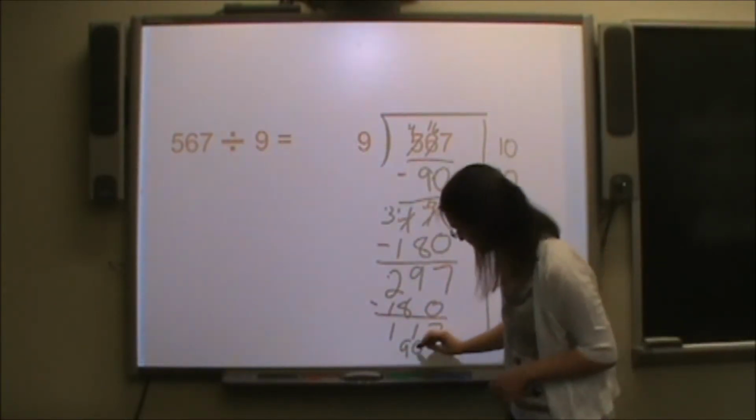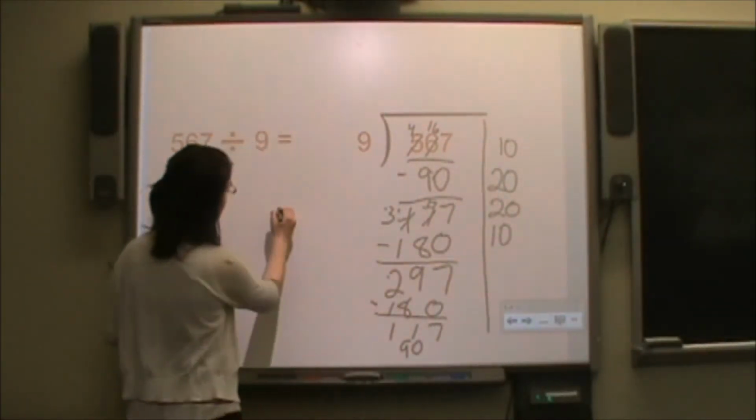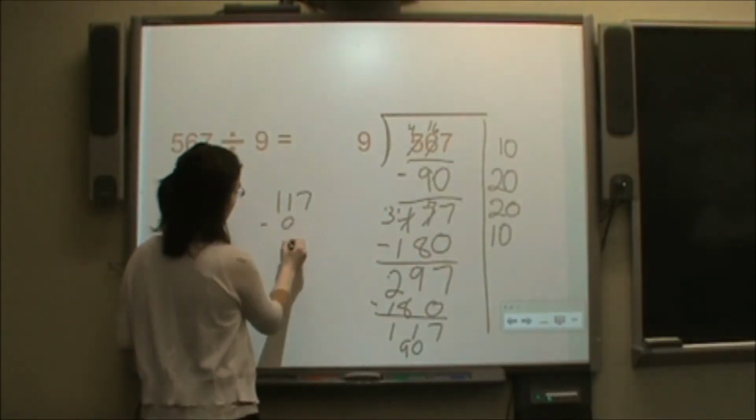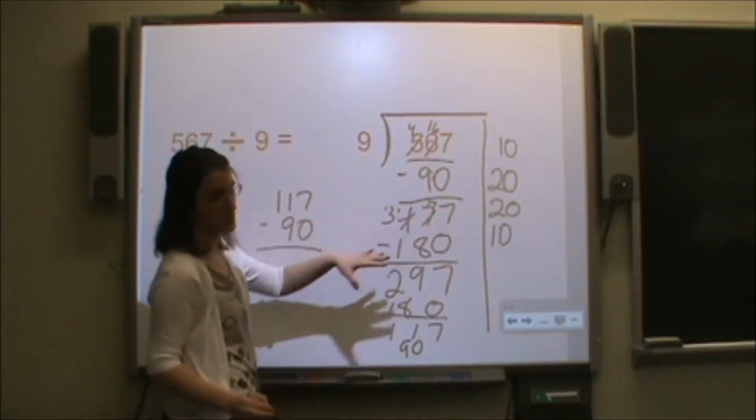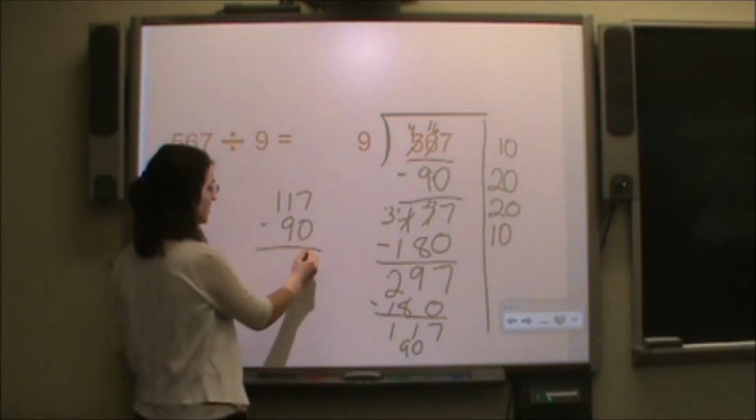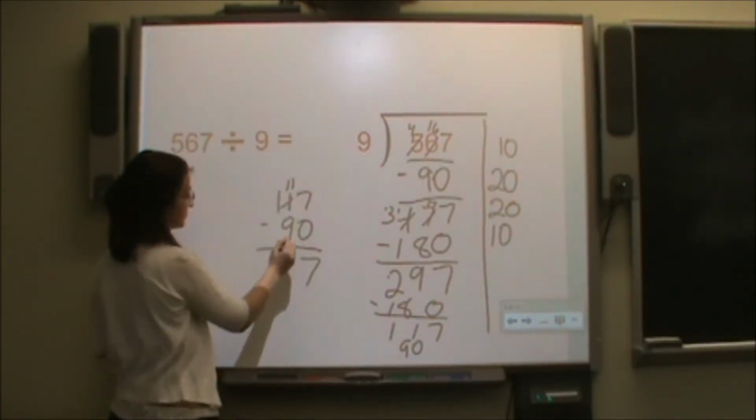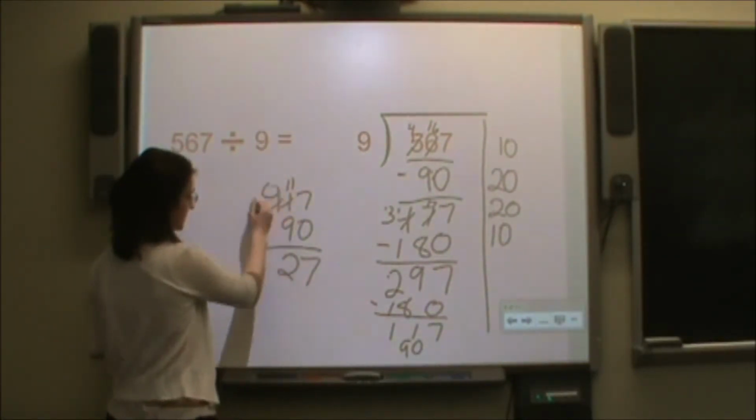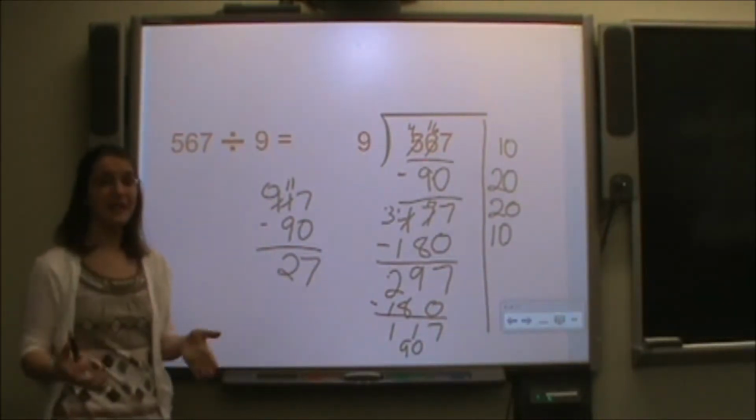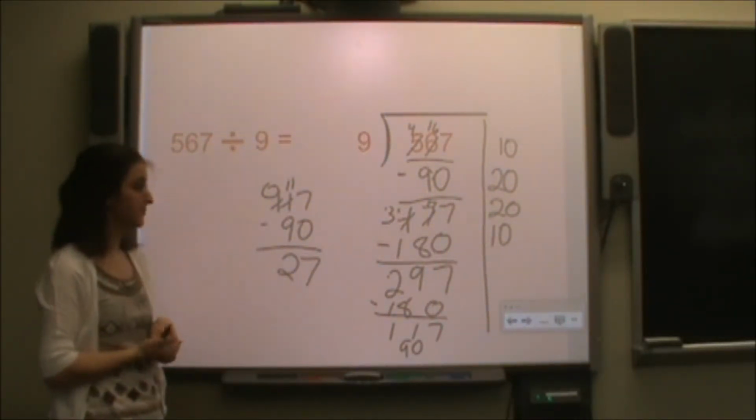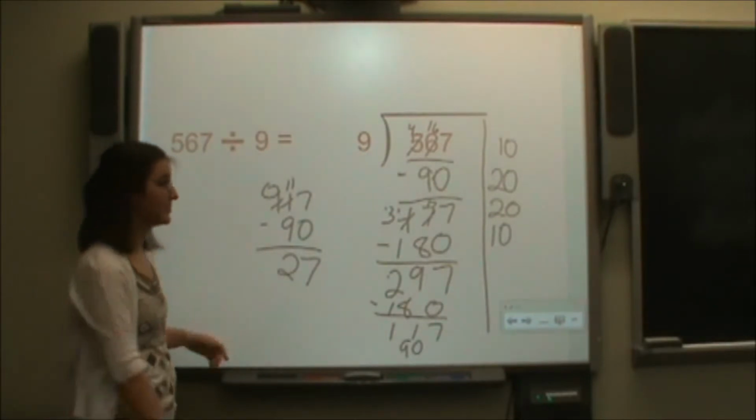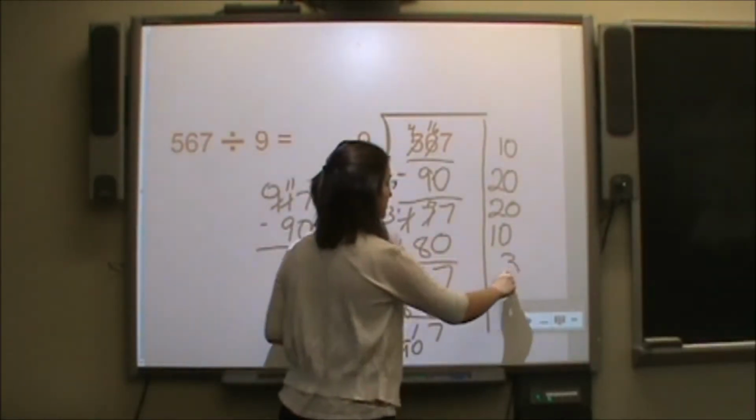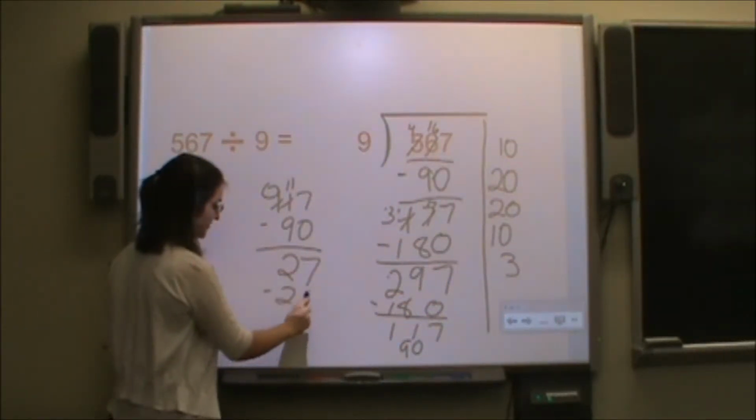And I'm actually going to bring this over here. So 117 minus 90. So this is just a continuation of that. I just didn't have any more room. It's 27. How many 9s can go into 27? Well, I know 9 times 3 is 27. So that's 3 more groups. I'm going to subtract 27.